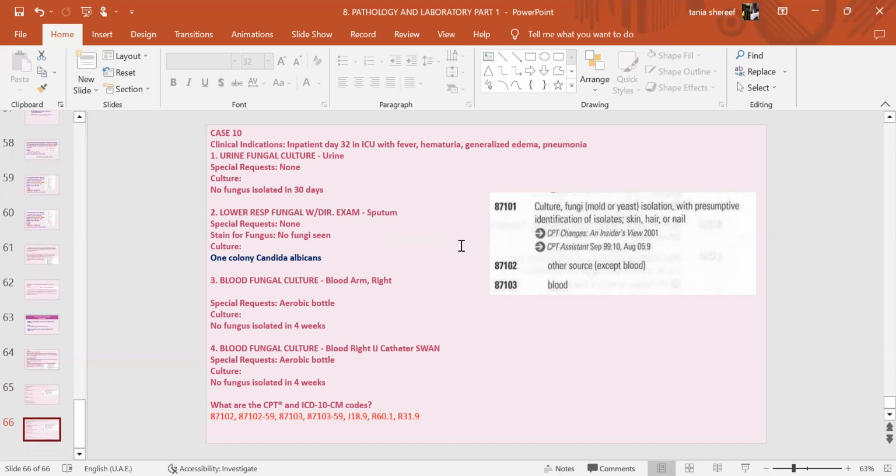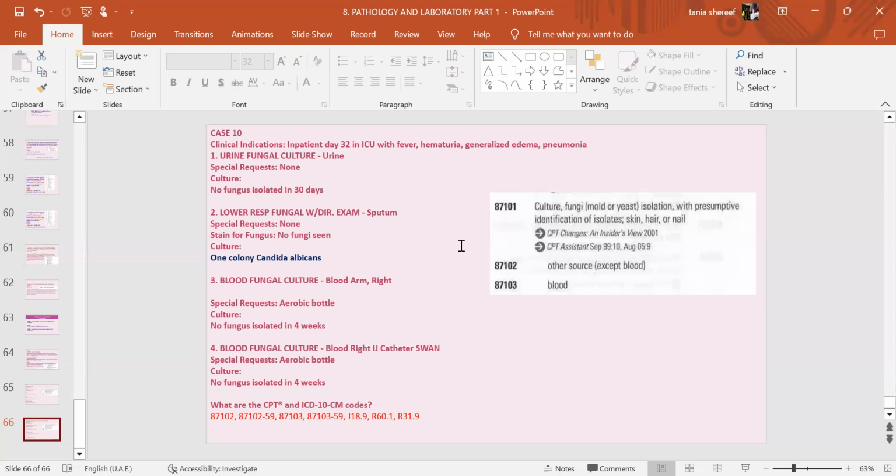So if we check here, we can see 4 cultures. First is urine fungal culture. Second is sputum culture, lower respiratory fungal with direct examination, sputum. Third is blood fungal culture, and fourth is blood fungal culture again, but a different site. So here we have 4 cultures.